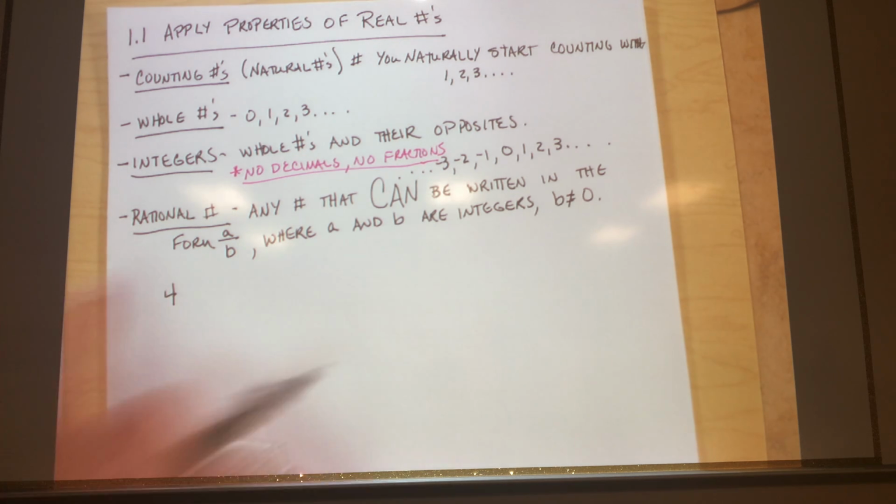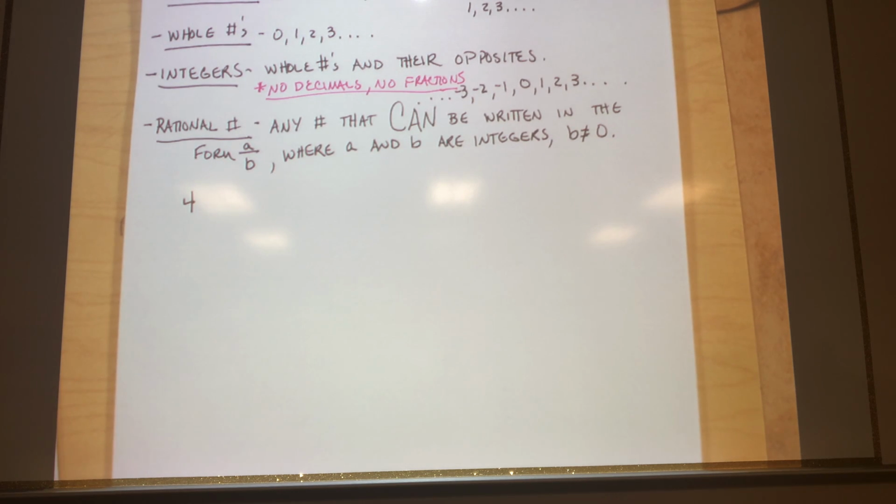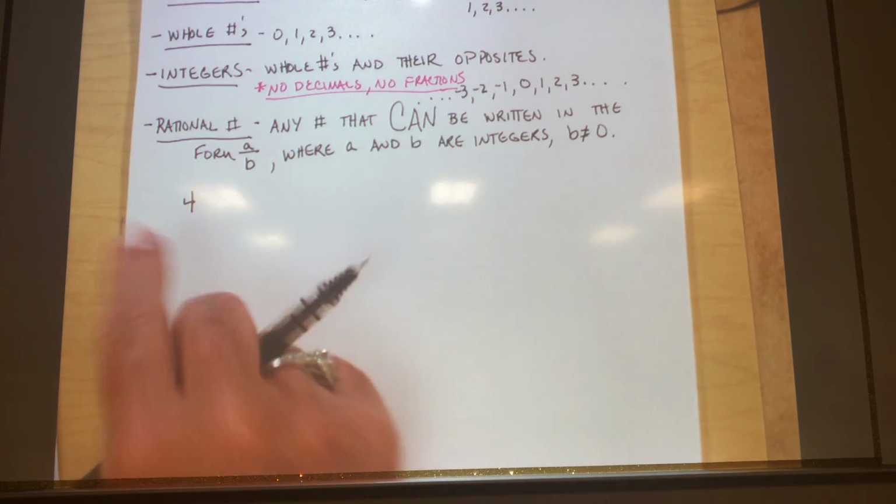4. Is that a rational number? Yes. Why? I can put it as 4 over 1. So 4 is a rational number.